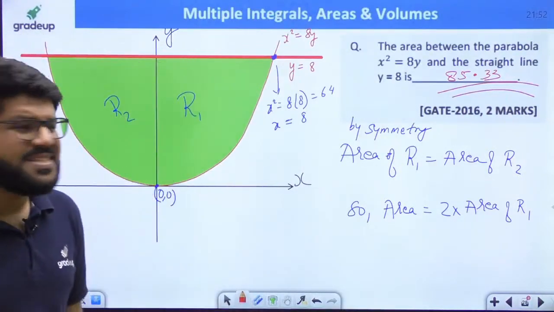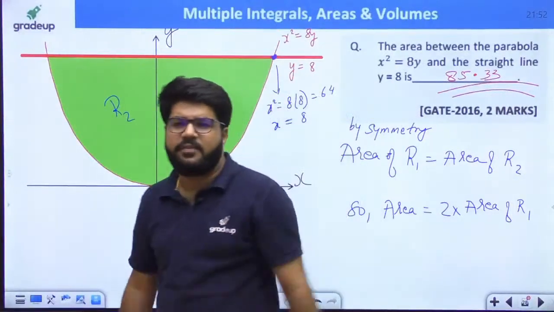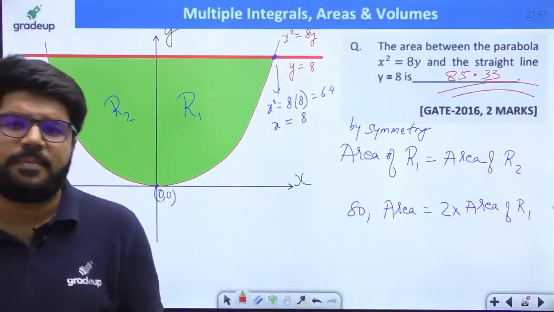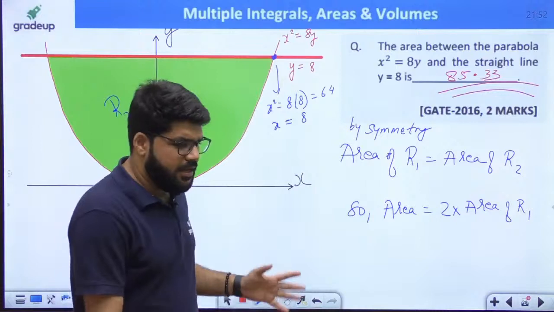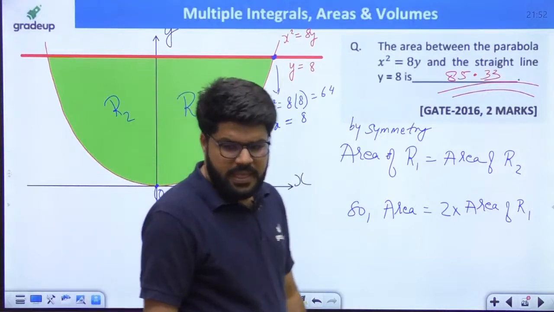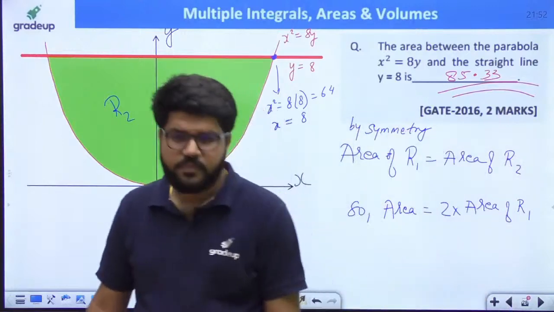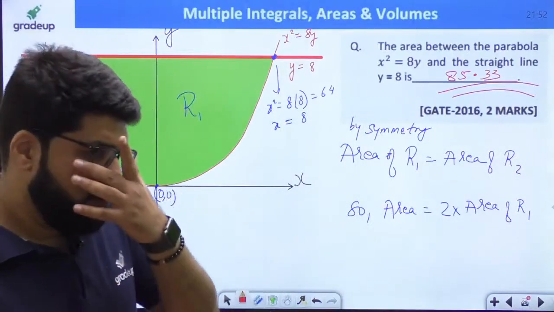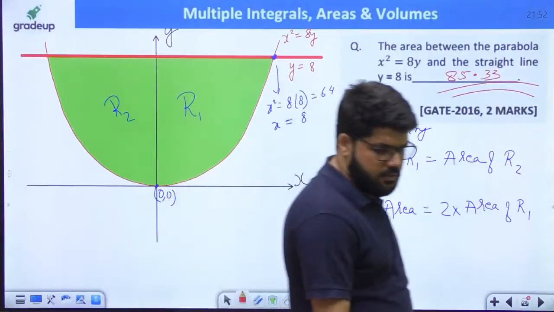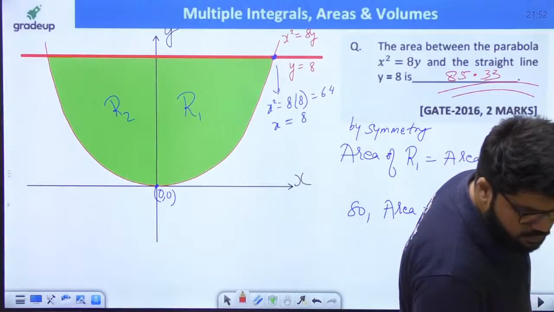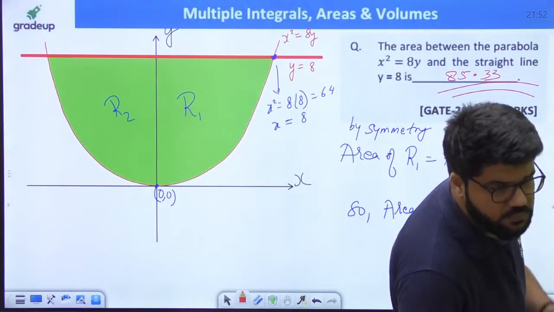85.33 is an NAT question. Simple question, coming up at 2 marks level. This should be easily crackable by the students. You should be able to crack this easily.